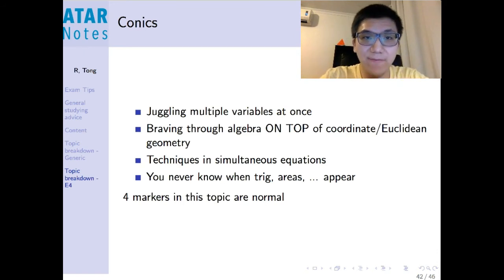What gets people at E4 in conics is basically the ability to handle algebra and coordinate Euclidean geometry at the same time. You should be prepared to use substitutions, adding or subtracting or multiplying, dividing equations as well. And you never know when these appear. These are just some things that might appear out of nowhere and you just gotta live with it. This is a topic where you might be expecting 4 markers as well, to be honest.